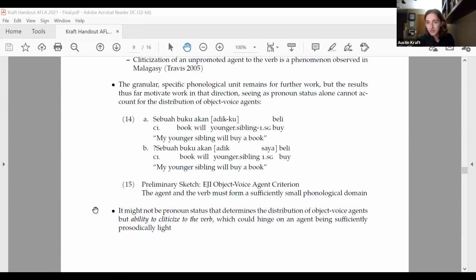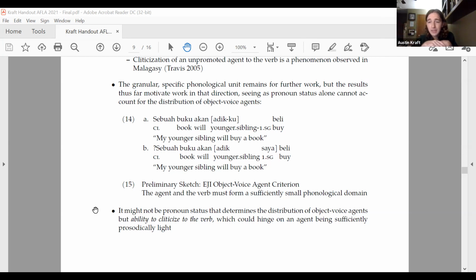The scope and methods used in the research thus far don't put us in a position to give a specific phonological unit at work here. What is the specific phonological unit that guides the distribution of object voice agents? But the results motivate further research in that direction.